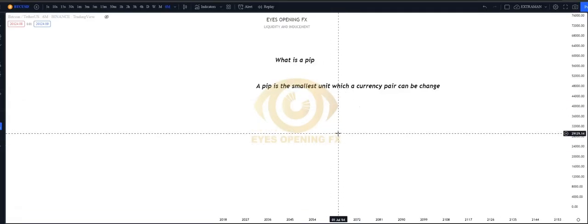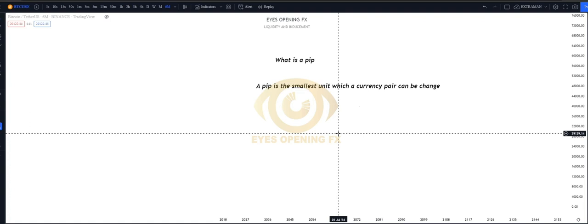So today we'll be talking about what a pip is. Now, the pip is very important in trading. You have to understand the pip in order to be able to buy and know your actual value in that buying area, and know the actual value where you will take profit, and know the actual value where you set your stop loss.